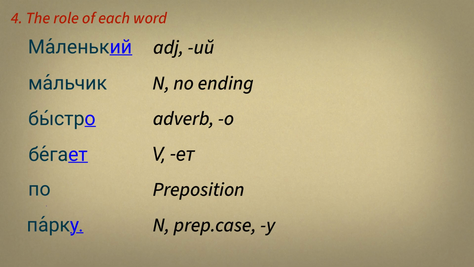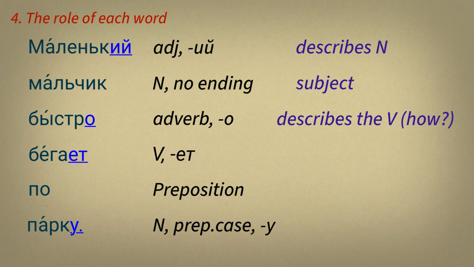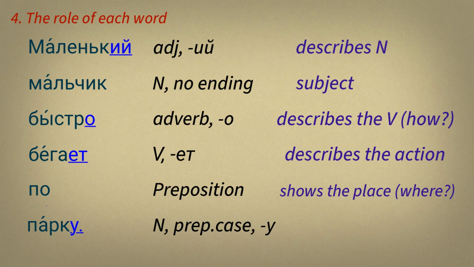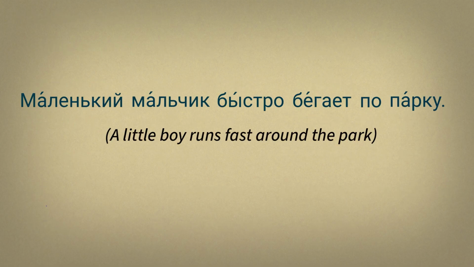And the last step, let's pay attention to the role of each word. Маленький. This adjective describes the noun мальчик. So the мальчик is a subject. Быстро describes the verb бегает. Бегает как? Быстро. Next, the verb бегает. This word describes the action. По shows the place where the action takes place. And парку, it's an object. And here is the translation of this sentence.